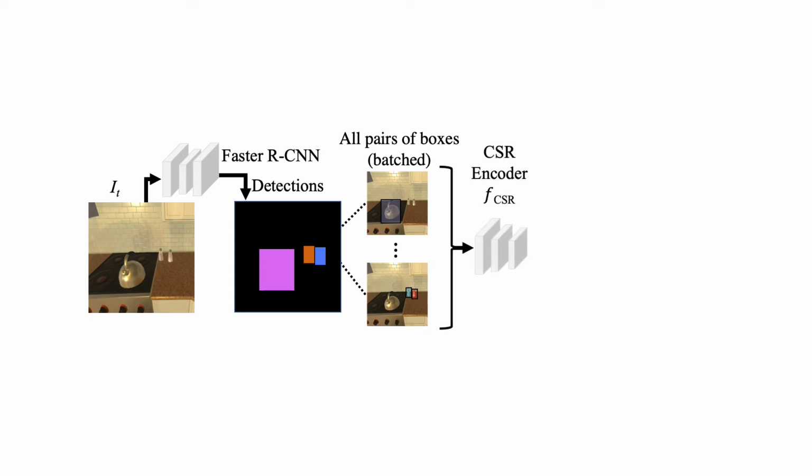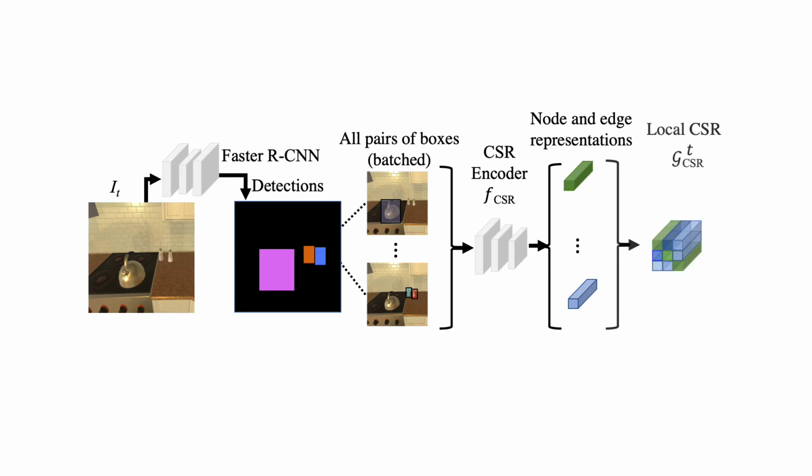Using a CSR encoder, we get corresponding features for these inputs. Here, edge features are shown in blue and node features in green. The features can be used to create an adjacency matrix, where the main diagonal gives the node features and the off-diagonal gives the relationships between objects, or edge features.